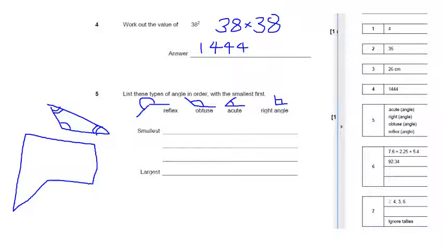Okay, so smallest is the acute one. Then we have right. Then we have the obtuse. And then we have the reflex. And this question is only worth 1 mark, so you have to get them all in the right order. Okay.